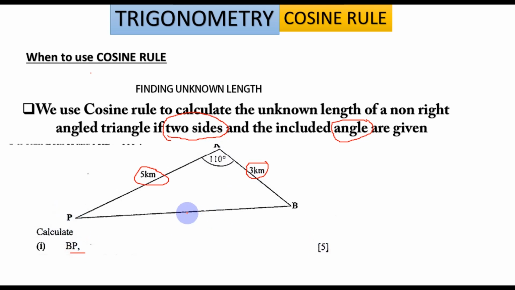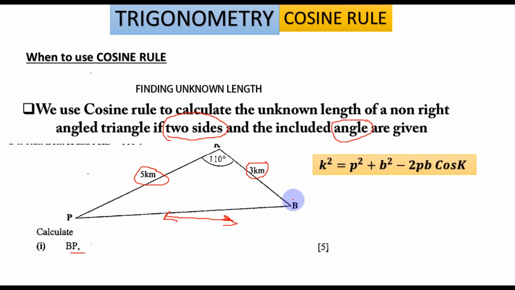B to P. This here is a length, all right? Because you're finding a side. So for you to calculate this length, it means you're supposed to use cosine rule. It means sine rule cannot work. Are you getting something, guys, there? All right, let's talk about the formula now.